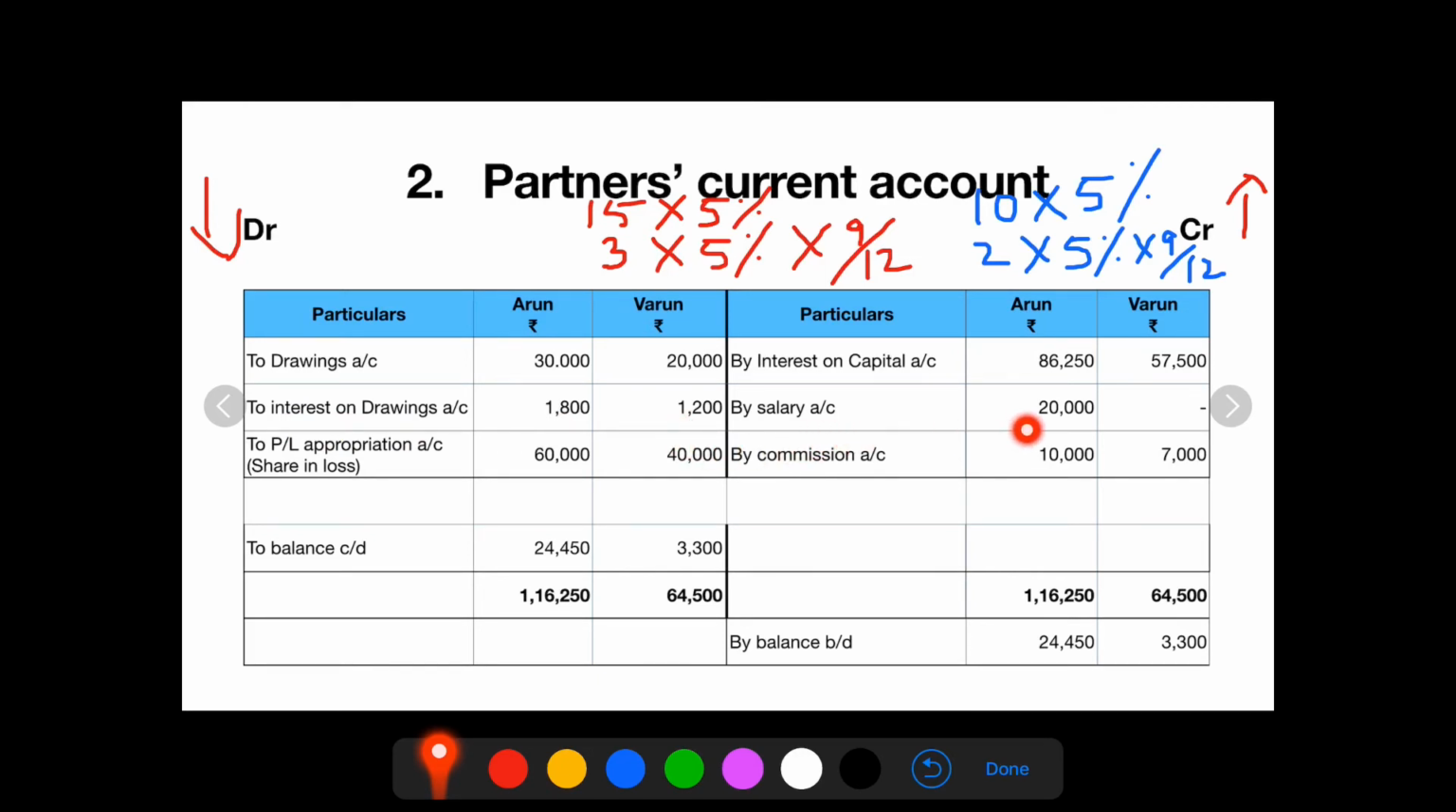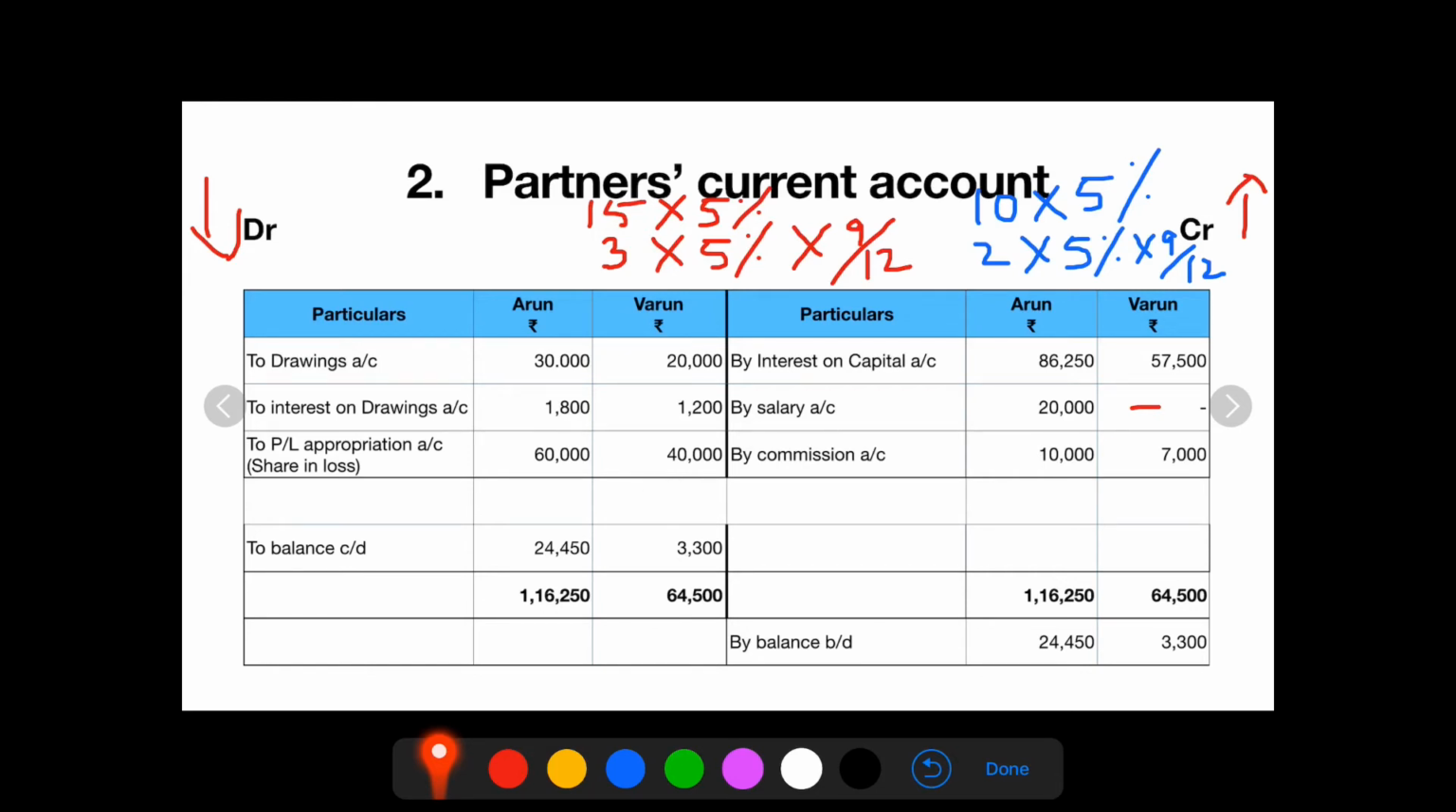Interest on drawings is 1,800 and 1,200. Salary being 20,000 only for Arun. There is nothing for Varun. For the commission for both the partners 10,000 and 7,000. The last item is share in loss, that is from profit and loss appropriation account. They have got a loss 60,000 and 40,000. Now let's do the balancing.